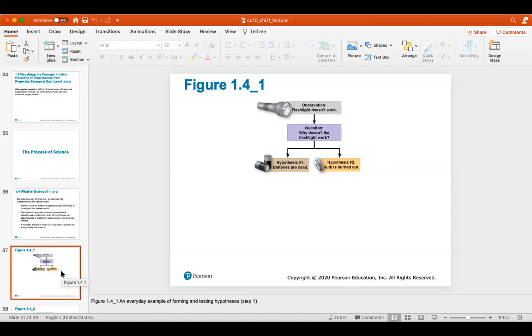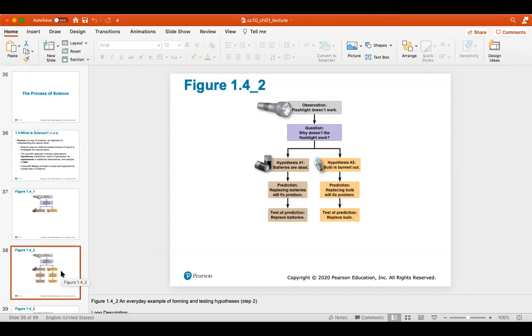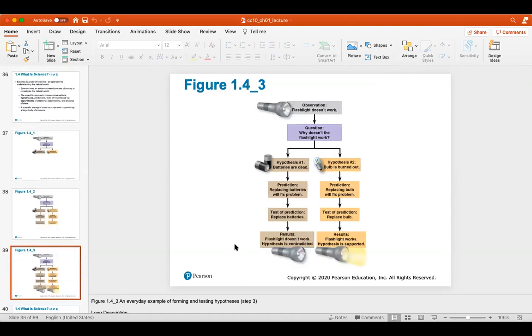And then you might go through a series of experiments that will help you answer that hypothesis. The prediction might be that replacing the batteries will fix the problem if the batteries are dead. Or your prediction might be that replacing the bulb will fix the problem if the bulb is burned out. So then you'll test both predictions by replacing the batteries or replacing the light bulb. And the result will be the flashlight still doesn't work, so the hypothesis is contradicted. Meaning even when you put in new batteries, the flashlight still isn't working.